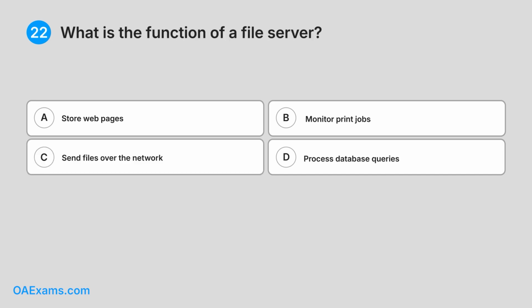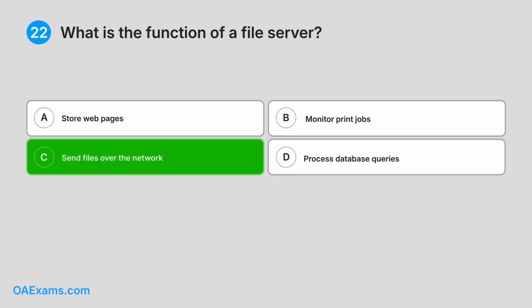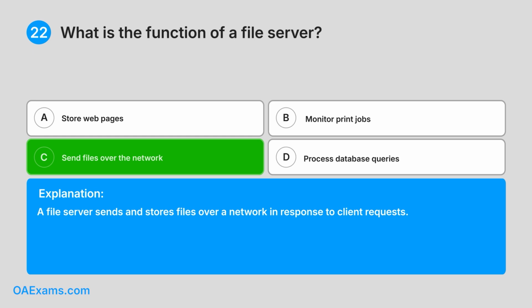22. What is the function of a file server? A. Store web pages. B. Monitor print jobs. C. Send files over the network. D. Process database queries. Can you guess the answer? Correct answer: C. Send files over the network. Explanation: A file server sends and stores files over a network in response to client requests.